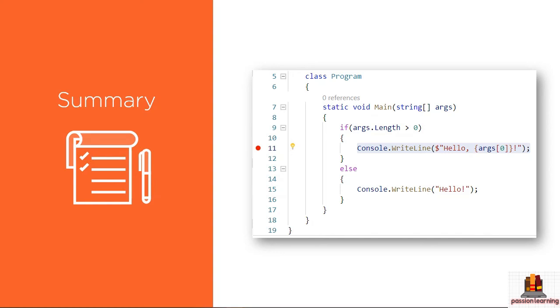Now in the next module, we're going to build on what we've learned here, and we're going to start learning the fundamental features of the C# language. And we're going to start by learning about classes and objects.